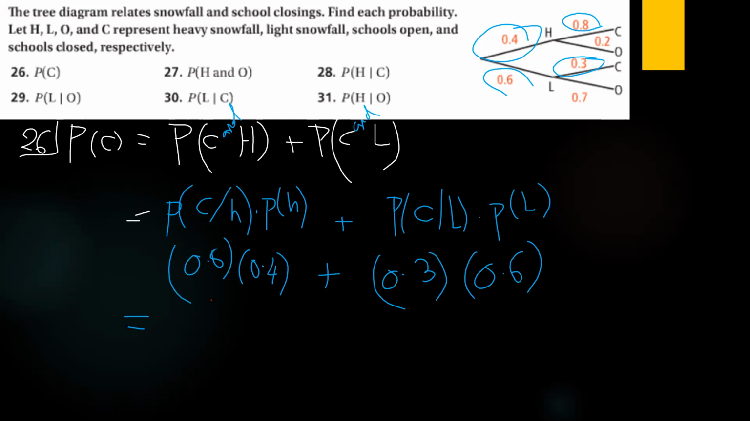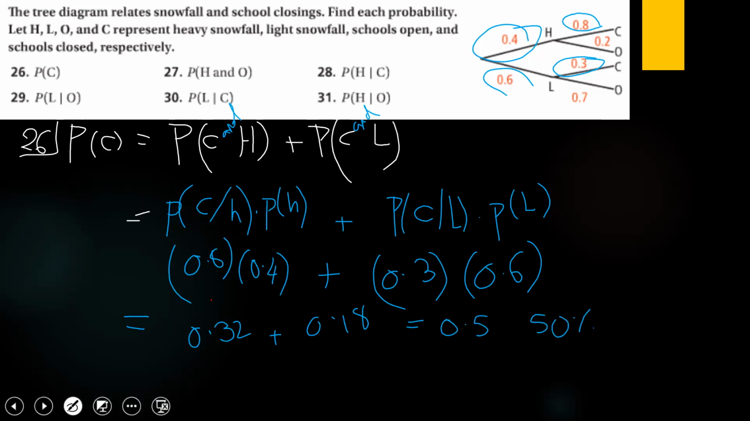Then 0.8 times 0.4 is 0.32, plus 0.3 times 0.6 is 0.18. When you add them, you get 0.5, or 50% of them are closed. Is it clear?